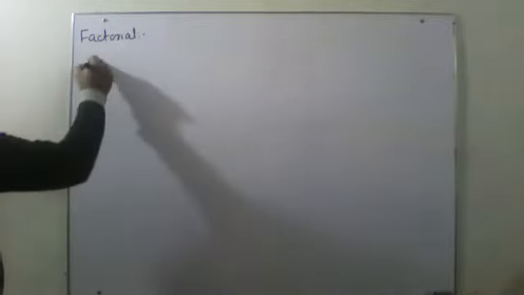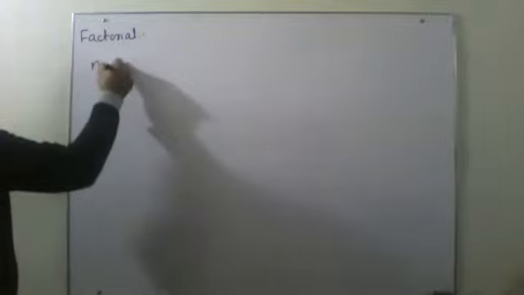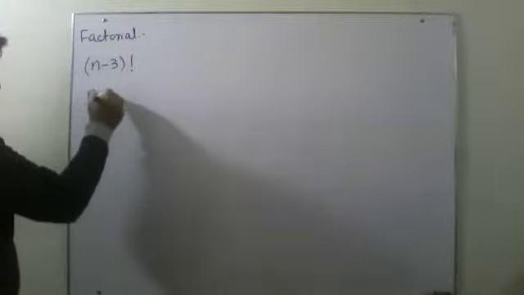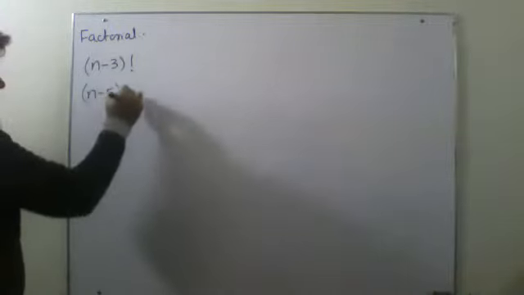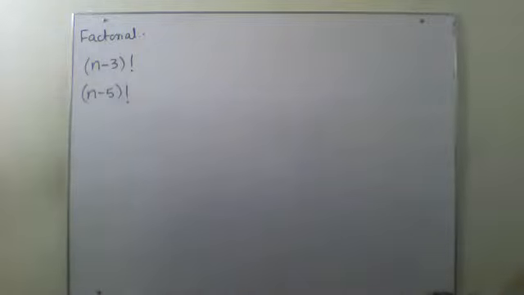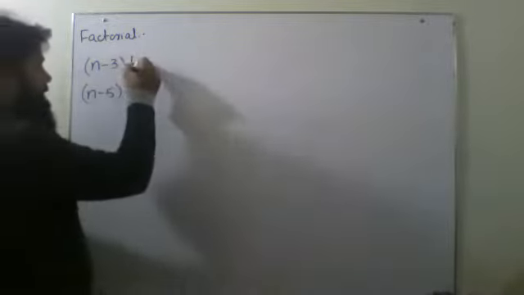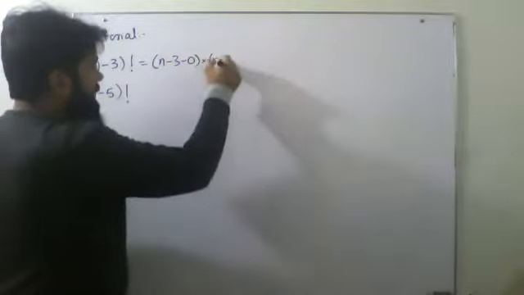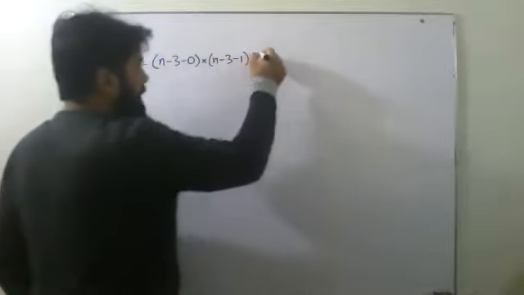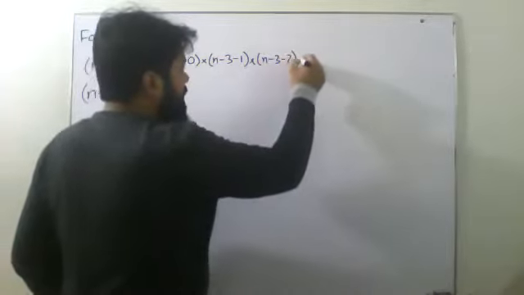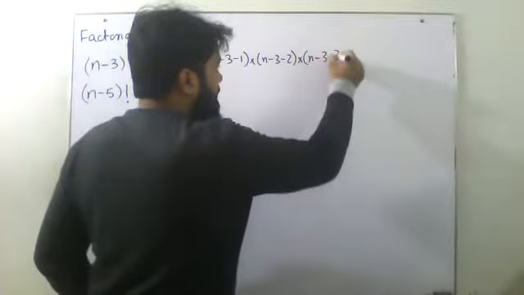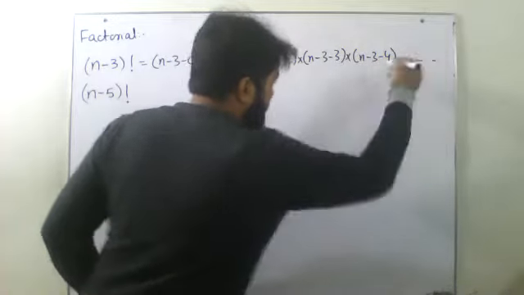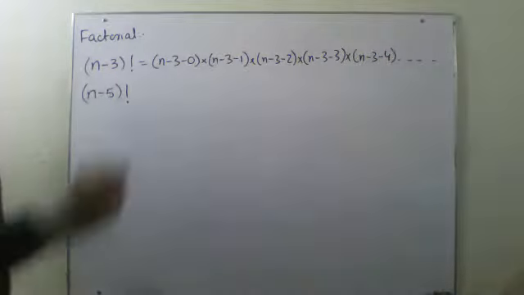Now, for instance, I'm having n minus 3 factorial and n minus 5 factorial. These are the two given to me. Okay. So if I expand it, n minus 3 minus 0, n minus 3 minus 1, n minus 3 minus 2, n minus 3 minus 3, n minus 3 minus 4, and this will go on till I reach the last one.